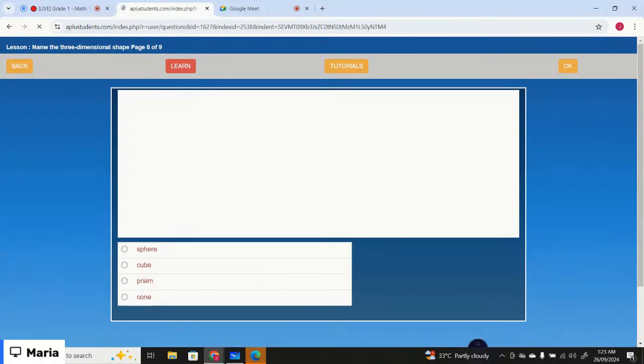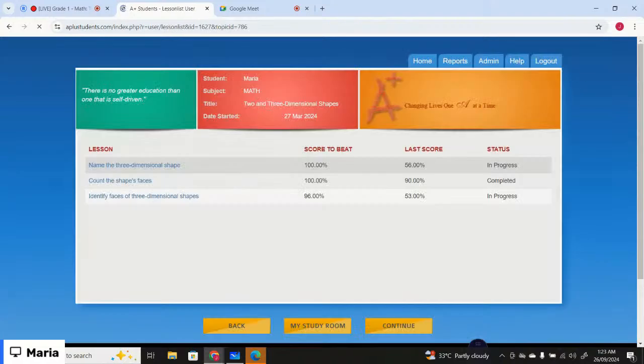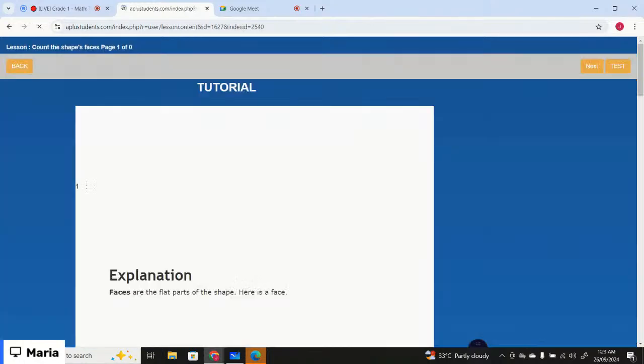Okay, you can complete the lesson by yourself later today. Let me just move on to next lesson, right? You have only cone and sphere, right? Okay, the next one is count the shapes faces. Let's just start with the lesson.